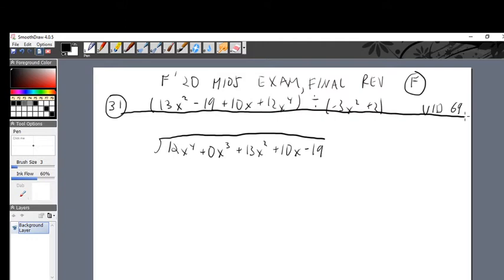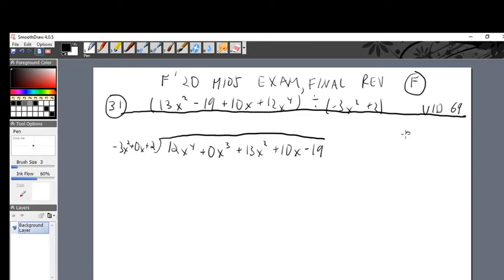This is our work. And we divide it by minus 3x squared. You see the minus 3x squared on the right-hand side. Plus 0x, that's got to be in there. 0x has got to be represented in the divisor. And plus the number 2, and then we're done.